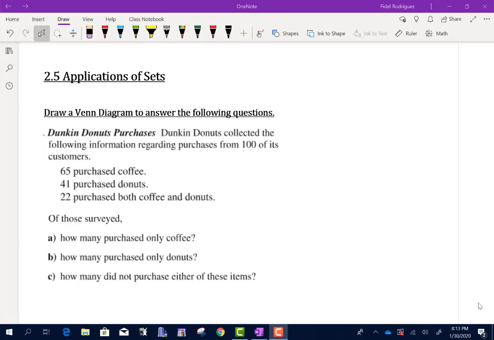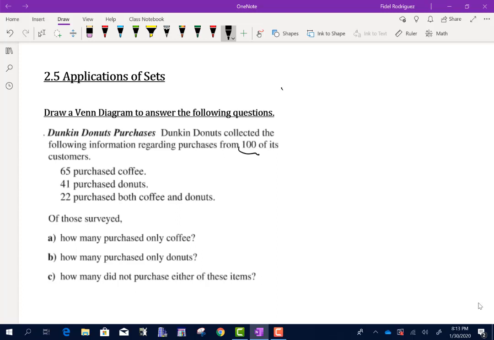All right, so 2.5 talks about applications of sets. And what we're going to be doing here, guys, we're going to be drawing Venn diagrams to help us solve these problems, okay? So it says, draw a Venn diagram to answer the following questions. Dunkin' Donut purchases. It says Dunkin' Donut collected the following information regarding purchases from 100 of its customers. Okay, it says 65 purchased coffee, 41 purchased donuts, 22 purchased coffee and donuts.